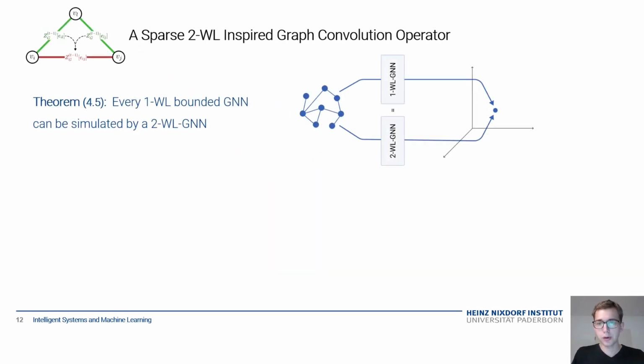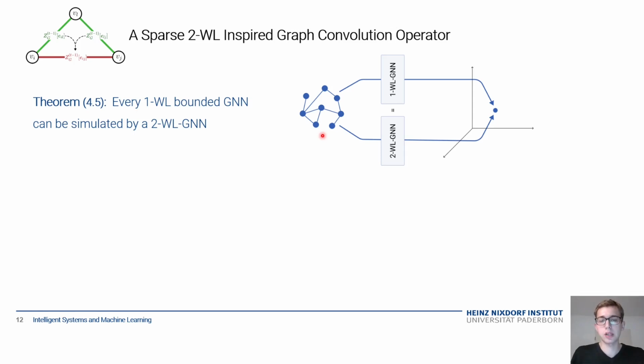One foundational theorem we have shown for our proposed two-dimensional operator is that for any given one-dimensionally bounded graph neural network, you will be able to construct a two-dimensional graph neural network that produces exactly the same graph embeddings for any given graph. This essentially means that we don't lose anything by going to a higher dimension. Of course, our motivation was not to just simulate the existing one-dimensional approaches. There would be no point in that. We actually wanted to go beyond them.